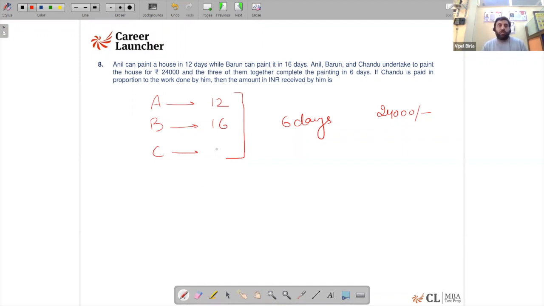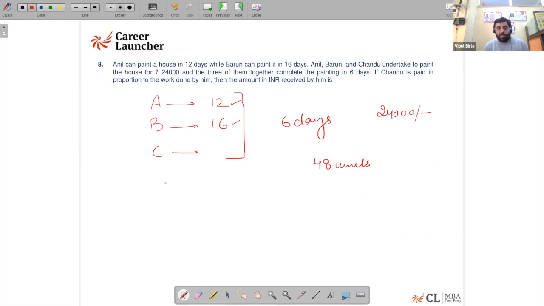So the best way is using the approach of LCM. So 12 and 16, and 6 is also there. The LCM of 12, 16 and 6 is 48. So let's assume that the total work to be done is 48 units. This way you will eventually be able to solve these kinds of questions without even picking up a pen, right? So let's assume total work to be 48 units.